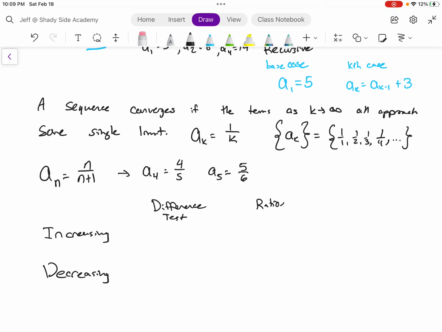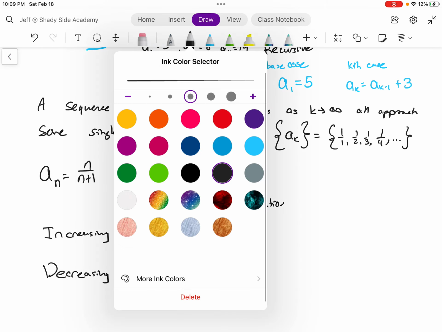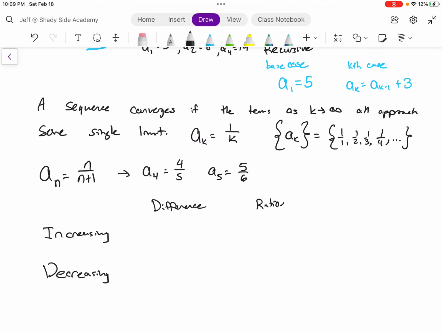I don't really want to call them tests. Difference and ratio, we'll say. Difference and ratios. Whoa, it's a lot of fancy colors. Difference and ratios, right? And so a sequence is increasing, right? And we sort of say that if the n plus first term is at least as big as the nth term. Similarly, it's decreasing, right, if we're getting smaller. Notice the equals sign underneath there, right? Less than or equal to, greater than or equal to. That's sort of an interesting take here.